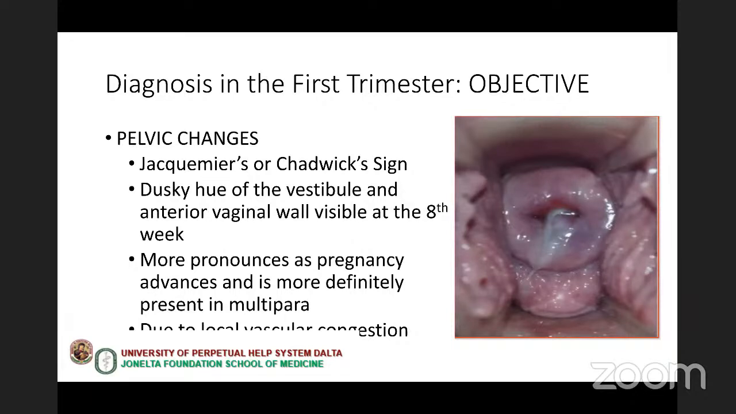Okay. And your cervix, which is usually pinkish, turns into a dusky hue of the vestibule and anterior vaginal wall, which is visible at the 8th week. Okay. And it is more pronounced as pregnancy advances and is, of course, more definitely present in your multipara. Of course, the dusky hue is because of your vascular congestion. Okay, I remember it as Chadwick's change in color. So color change, think of Chadwick. All right, if it's related to color.